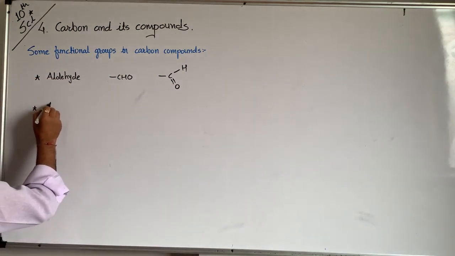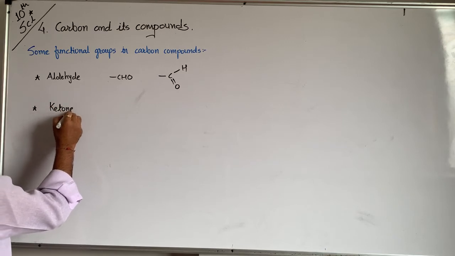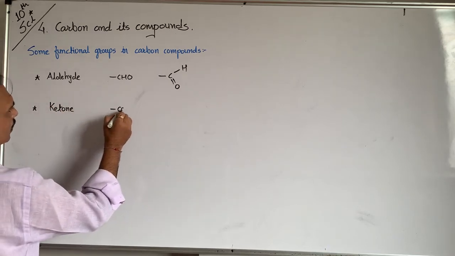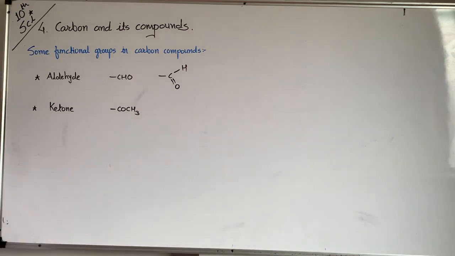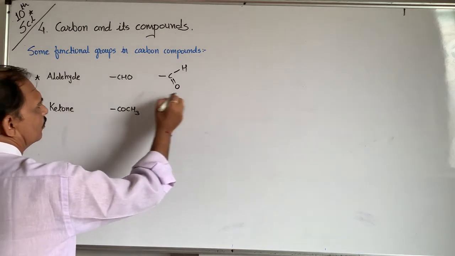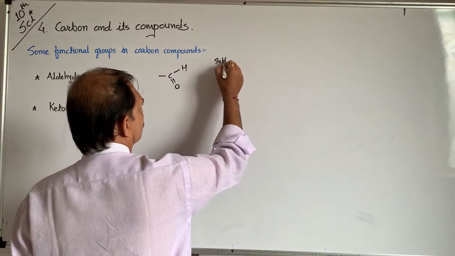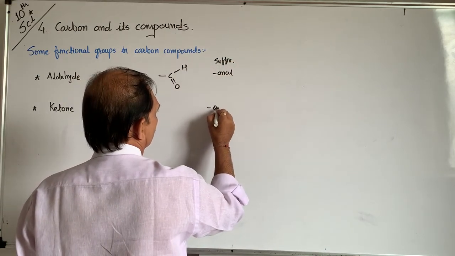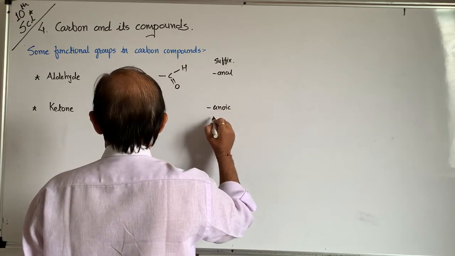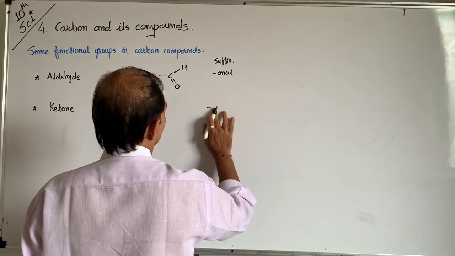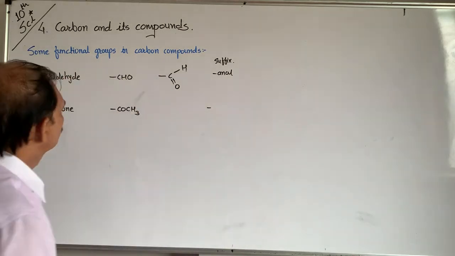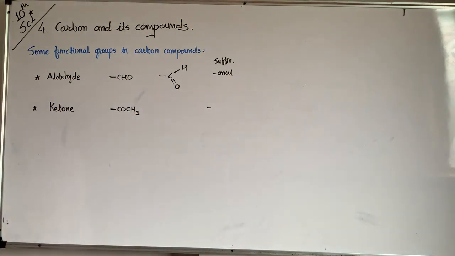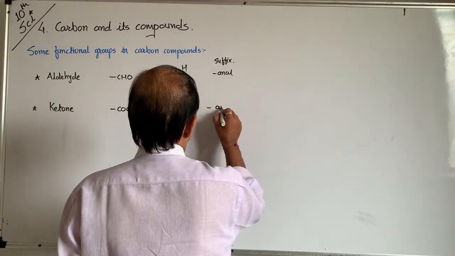Then the ketone group. Ketone is called COCH3. Oic acid or anoic acid. Here for aldehyde, the anal group, the suffix after the name is al. Here the suffix is anoic, not anoic. It's a ketone group, COCH3, and that's why you can say it is anone.